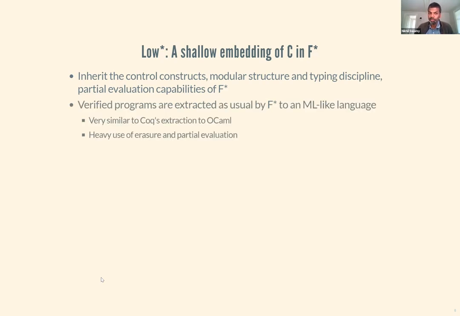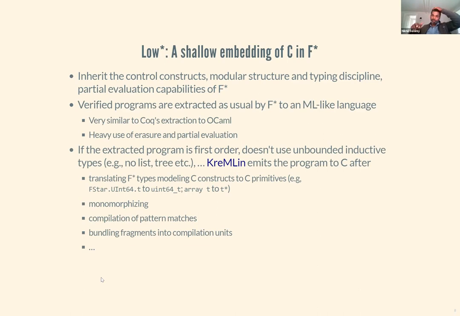And programs that are verified by F star typically extract to OCaml, but while making use of erasure and partial evaluation and so on to actually get programs that only contain their computational content, not necessarily the proofs. So the idea with LoStar is that if after partial evaluation of your shallow embedded LoStar program, the extracted program is first order and does not use any unbounded inductive types, like you're not allowed to use lists and trees and so on, then we have a tool called the Kremlin compiler.